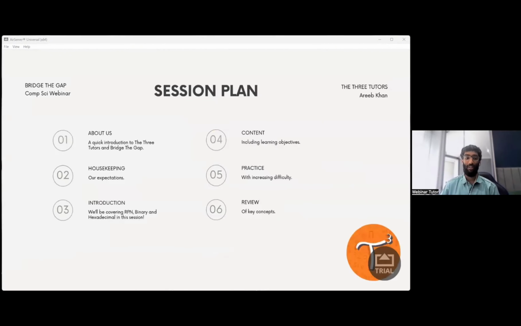So this is the lesson plan for today. We'll be going through a quick introduction about the three tutors and Bridge the Gap. We're going through some housekeeping, which is just that we expect you guys to keep your mics off along with your videos. We'll be going through an introduction of what we will be covering, along with some practice, and at the end we'll be going over a review of key concepts.